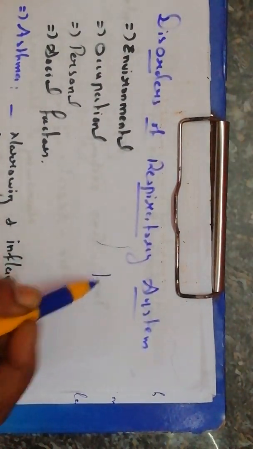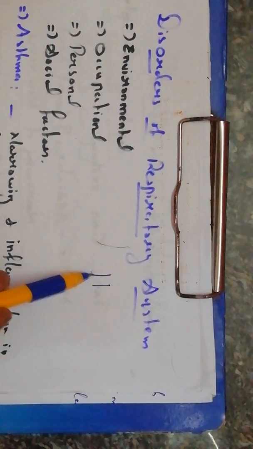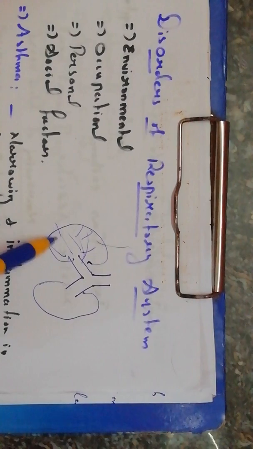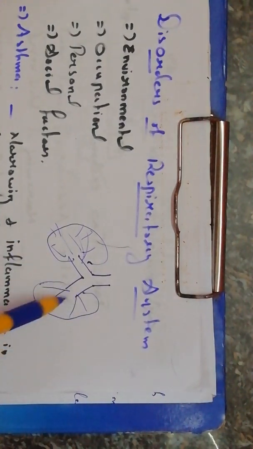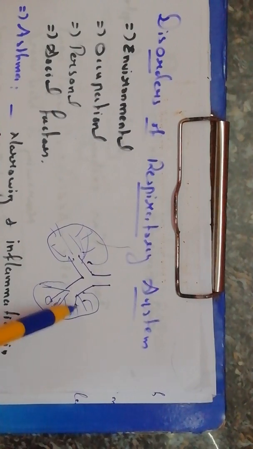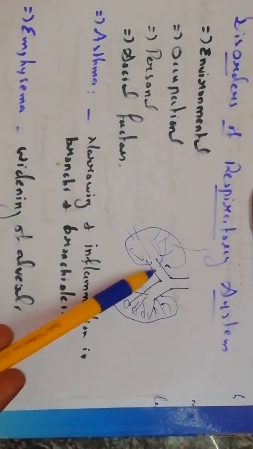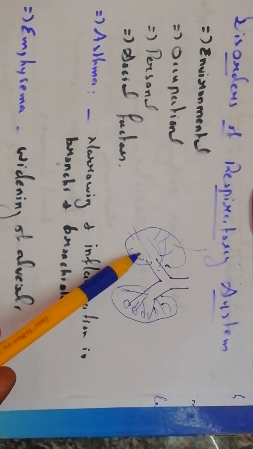So this is the trachea, right? The trachea will branch as the bronchi, and it is enclosed by the lungs. Here it will branch further as bronchioles. So many branches will be there. That is known as bronchioles. Finally, it ends with the air sacs known as alveoli, right? So the bronchi and their further division is known as bronchioles.